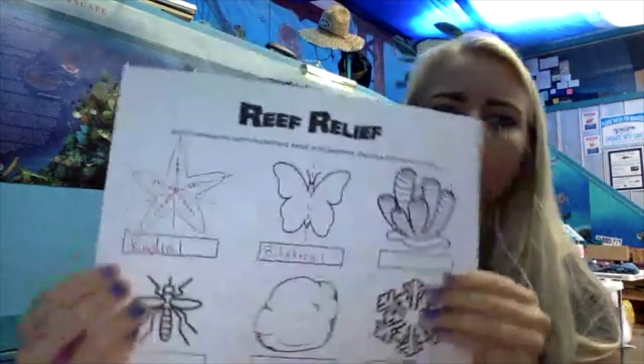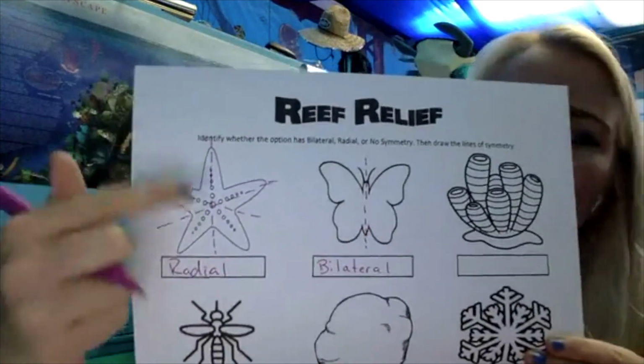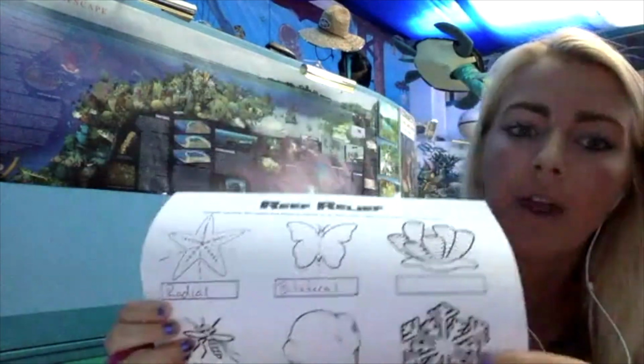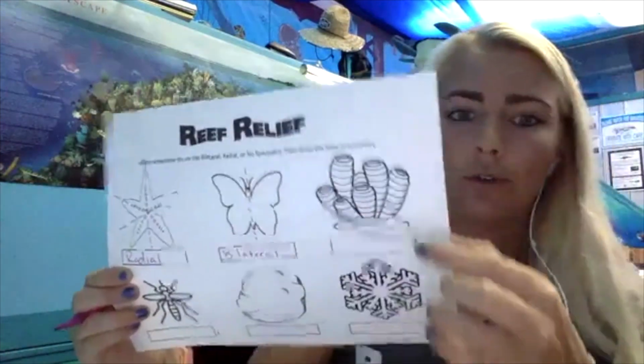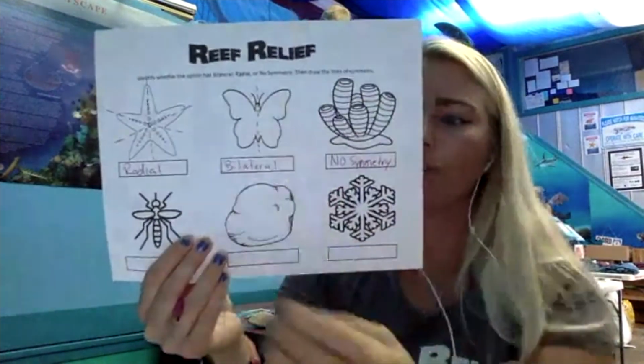So the starfish here, the sea star, has radial symmetry because it can be folded multiple ways and be exactly the same. Now, some things don't have symmetry. So the sponge here doesn't have symmetry. So there's no symmetry. So you would write no symmetry. Okay? So I did the first 3 for you. Now you guys can do the bottom 3 after the lesson as well.